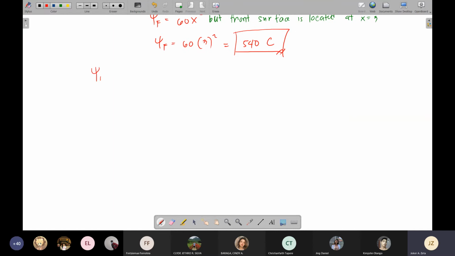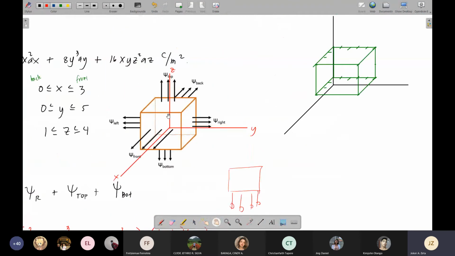Para sa flux sa back, again, it is equal to integral sa flux density times differential area. Ang flux density that was, 4x squared ax plus 8y cubed ay plus 16xy z squared az, times, unsa may differential area sa back surface?